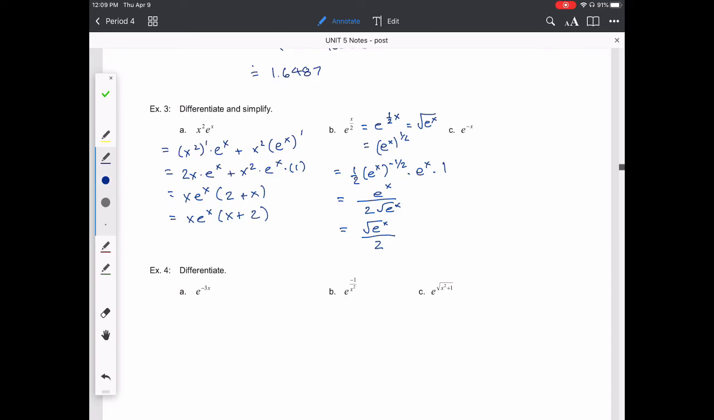Going on to the last one, that's going to be equal to, well, the derivative of e to the x is really e to the x itself, so it's going to be e to the negative x times the derivative of the exponent, which is going to be negative 1, or we're going to have negative e to the exponent negative x.